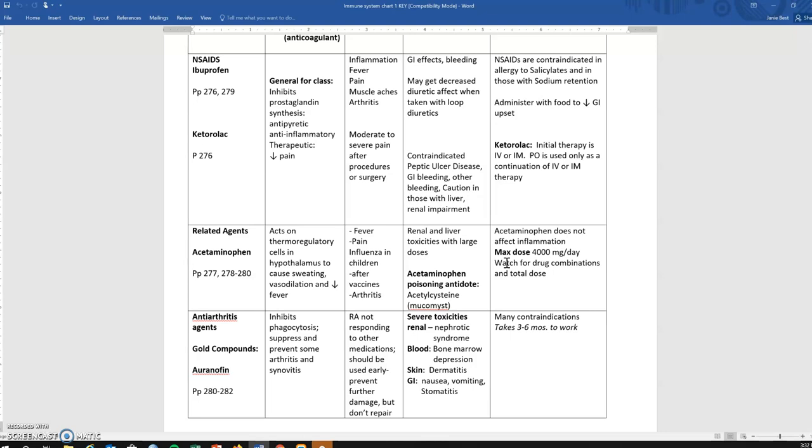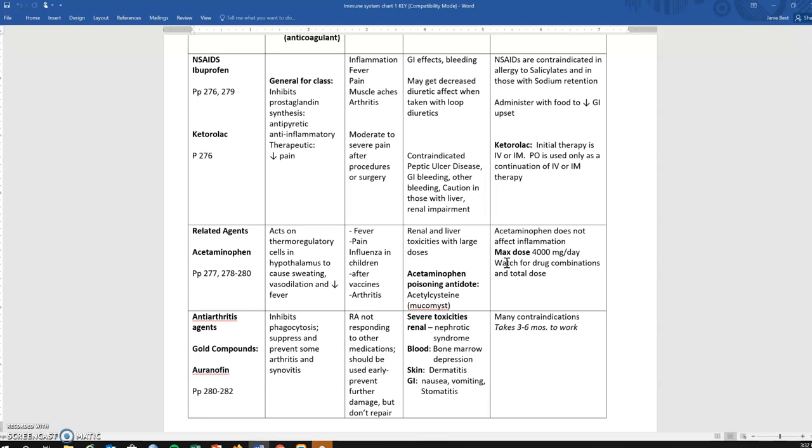So they're given for inflammation, pain, fever, muscle aches, arthritis, and ketorolac is typically given for moderate to severe pain after a surgical procedure. It is given IV, typically in the PACU, and the oral is given only as a continuation of that IV for a short period of 3 to 5 days.